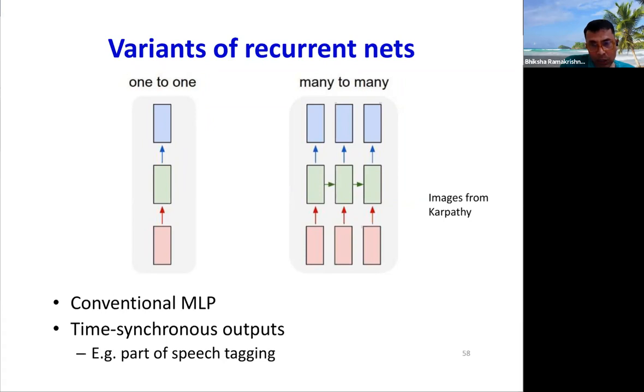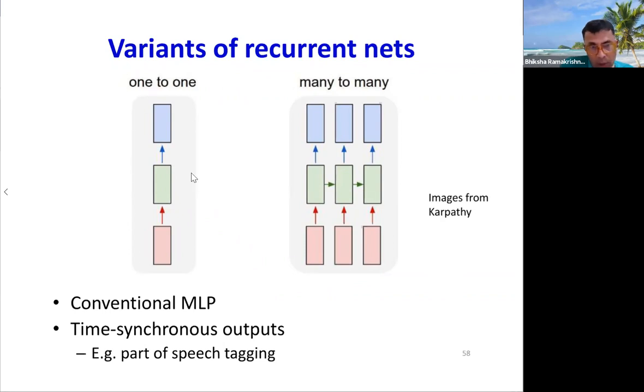And for that, we will first look at some standard variants of recurrent neural networks. I've taken these images from Andrej Karpathy's page. Some of the pictures are mine, but the format of these pictures is also his. If you want to understand these better, you might want to also look at Andrej's page. The pink boxes over here represent inputs. The green boxes are hidden layers. And the blue box over here is the output layer.